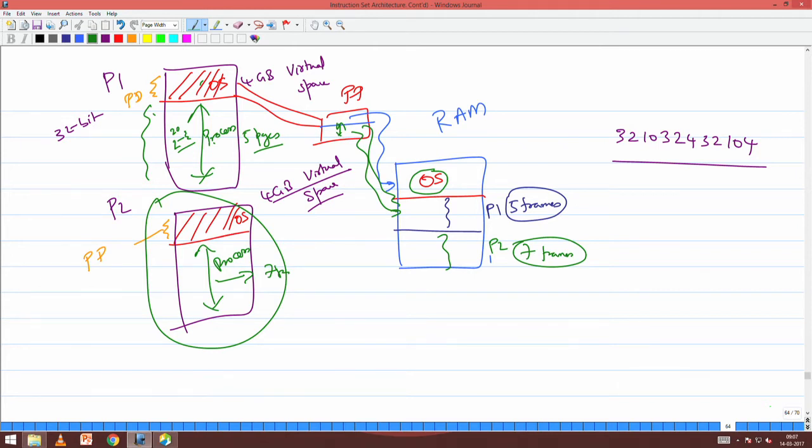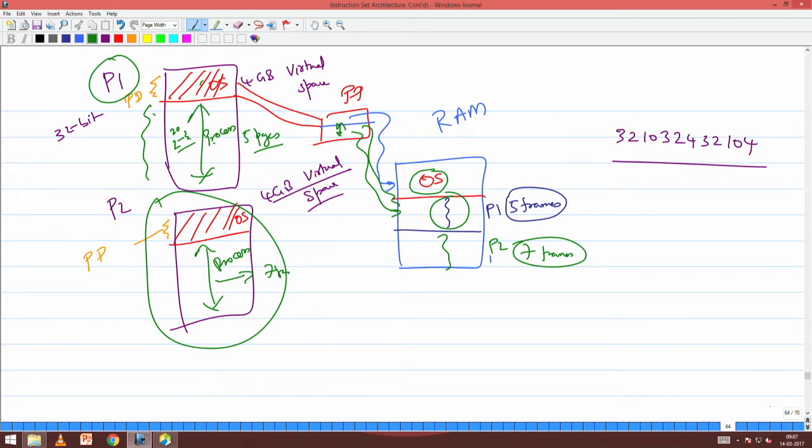Are you able to follow? There will be no more entries in this page table other than these 7 page frames. So if this process has to execute, whichever page is necessary has to be loaded into one of these 7 frames and executed. I can't go and look at some other page frame other than these 7 page frames. When this process P1 is executing, it can only execute using these 5 page frames on the RAM. It cannot go and use anything more.